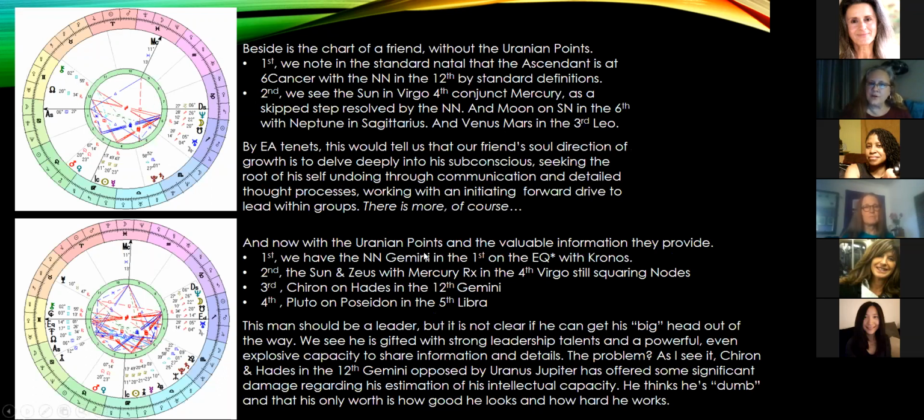So when we add the Uranian points, we can see a lot more going on. And the Equatorial Ascendant is there at 14 Gemini. And that speaks more strongly than 6 Cancer ever could to this person in his actual presentation of self. It's huge. But it also recapitulates to the Sun-Mercury conjunction.